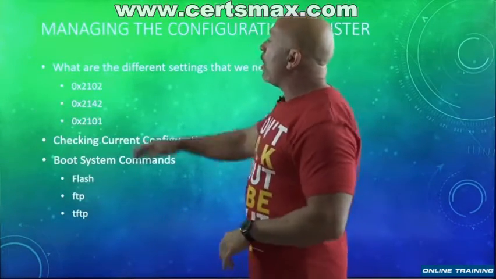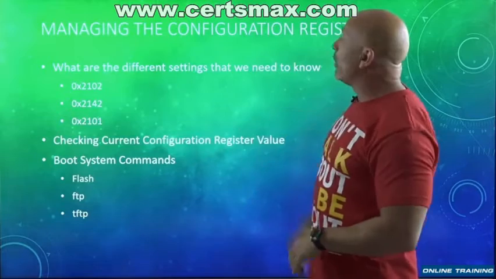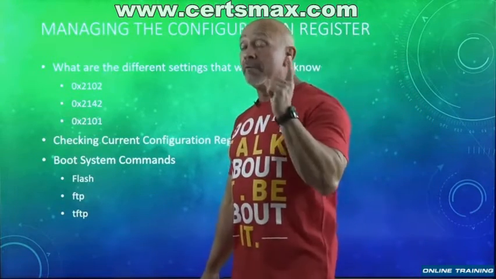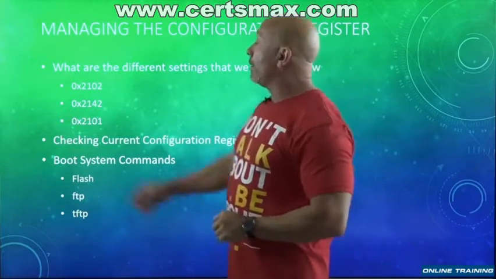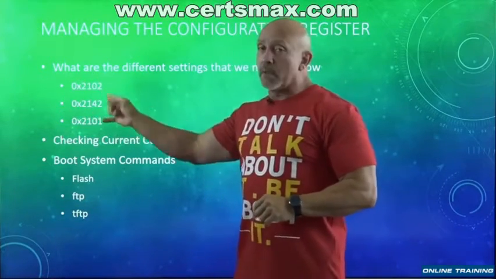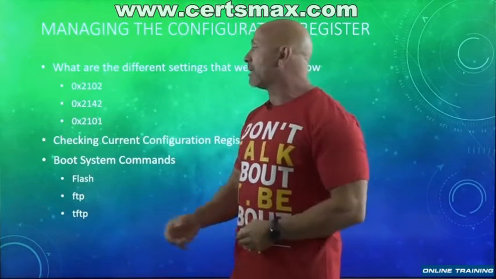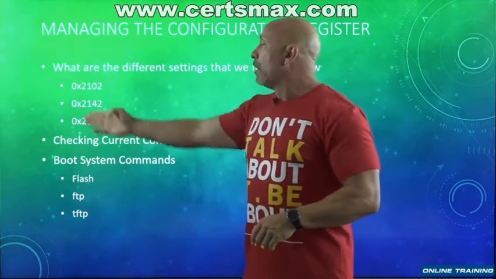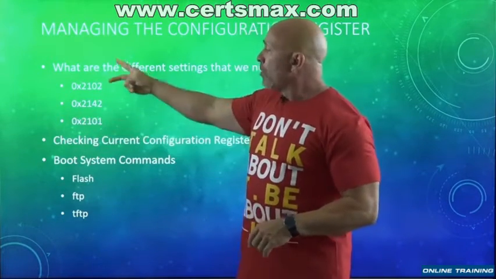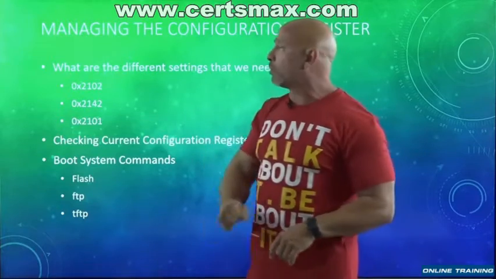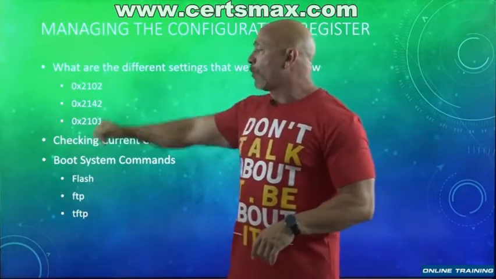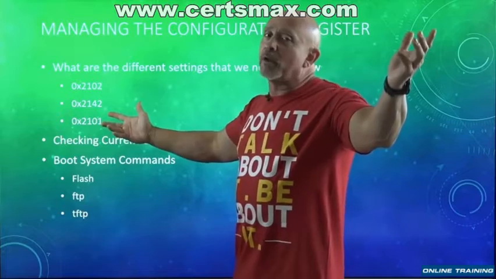All right. We will also know what are the different settings that we need to know for the register. Very important. Important for those of you that don't talk Spanish. All right. These are hex numbers. Okay, that's what that 0x means. Those of you that are taking my hexadecimal course online, you know that 0x in front of a number lets you know it's an identifier that is a hex number. 2102, 2142, and 2101. Normally, if you get asked this question, it'll be these two numbers. But I'll throw in an extra one for you because you know me. I go that extra mile.